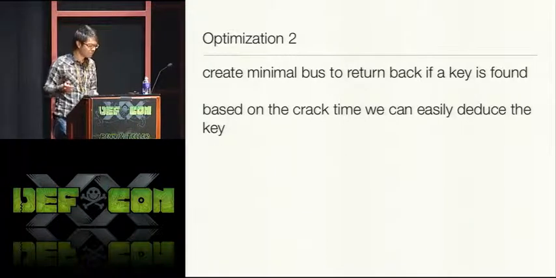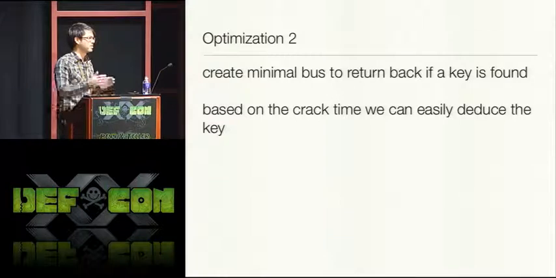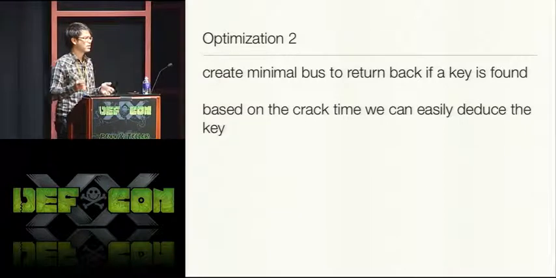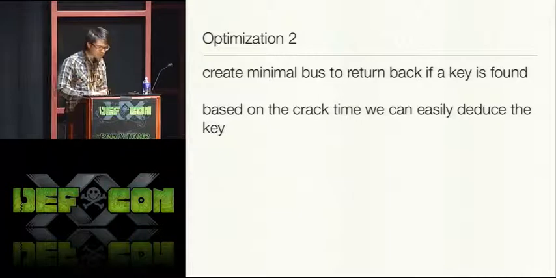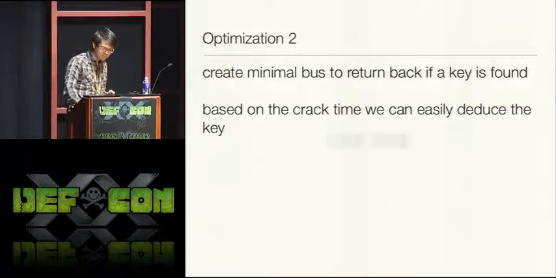And so we created a really minimal bus that basically just says, you know, found a key, and that's it. And then based on the time that it took to find the key, because this is all deterministic, we're getting 1 key per clock cycle, we know with fairly good accuracy exactly where in the key space it was when it found that key. So with these sorts of things, we can reduce quite a bit of the logic and get it down to be a lot more optimal. And so this got us about another 20%.